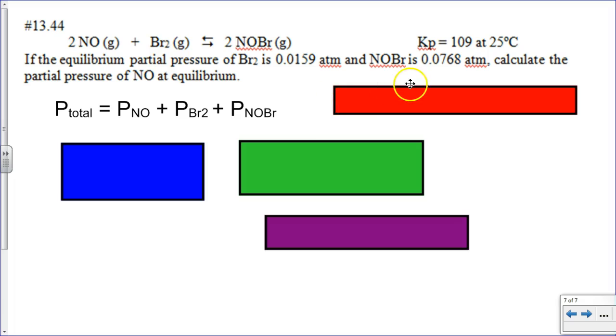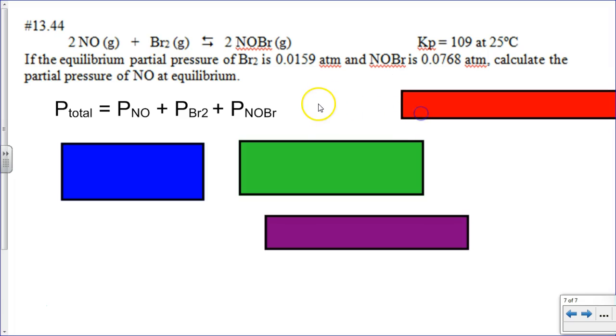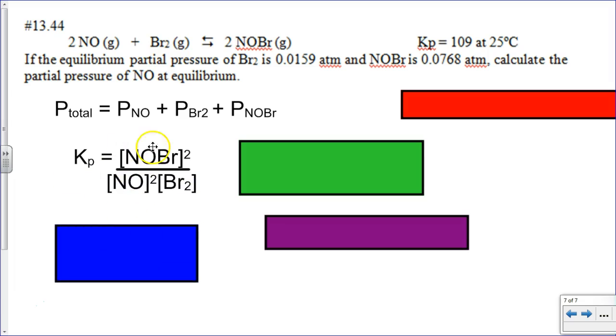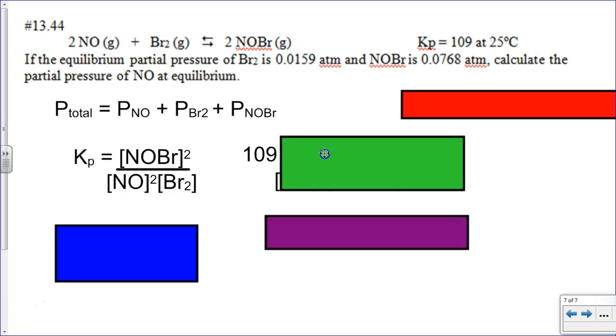But what we do need in this problem is we do need to set up a K expression. So take a second right now, pause the video, and set up the K expression for this reaction up top. You should get products over reactants as always, nothing new, pretty simple, and plug in the values that we know. We know that Kp is 109.